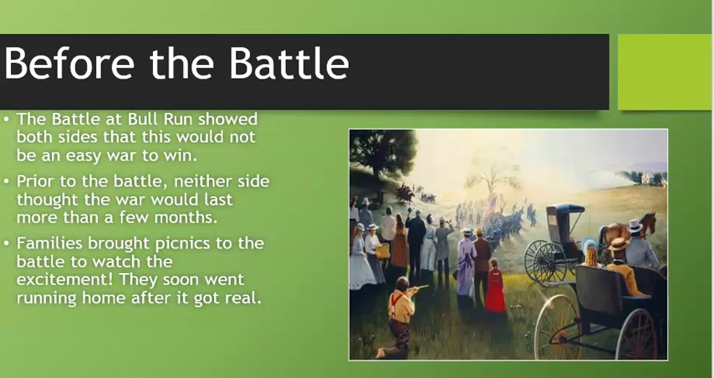Early on, this is a fun story, right? Families show up to the battlefield with picnics to watch. They're excited. Hey, there's no Netflix. What else are you going to do? You're going to watch the battle. And then right away, they get scared and run away when they realize, oh no, this is not something fun or worth watching. So you need to know about the families watching. You need to know that after this battle, people realize, oh, this war is going to suck and it's going to take forever.